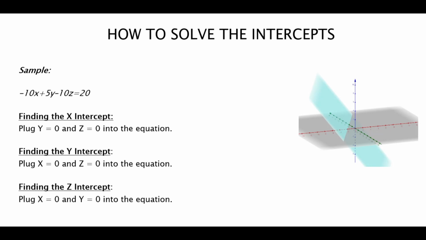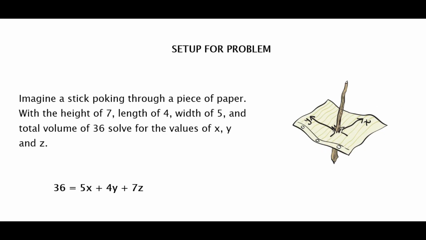To find the intercepts on a three-dimensional graph, your first step is to find the x-intercept. You do this by plugging 0 in for both y and z into the sample equation shown on the left. In a similar process, to find the y-intercept, you plug in 0 for x and z. Finally, to find the z-intercept, plug 0 in for x and y. And if you do this, you'll see something similar to the graph seen on the right.